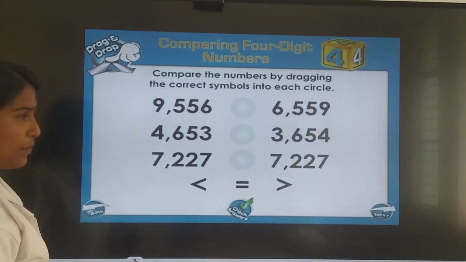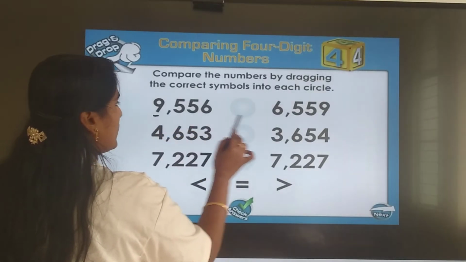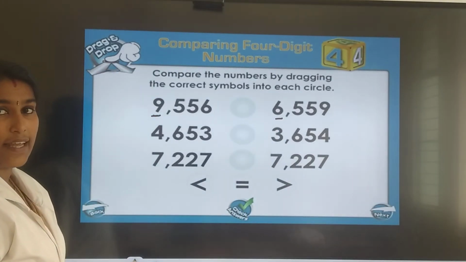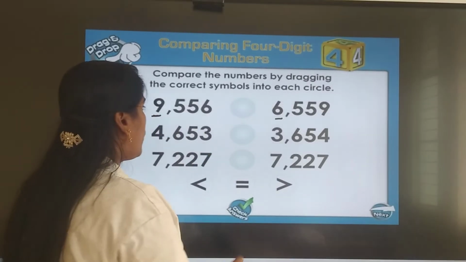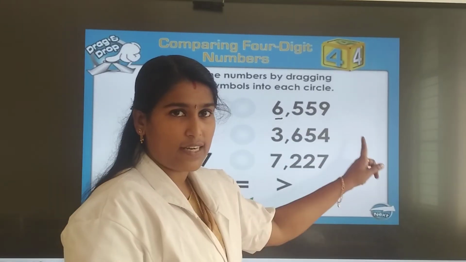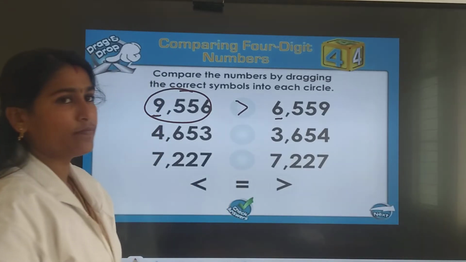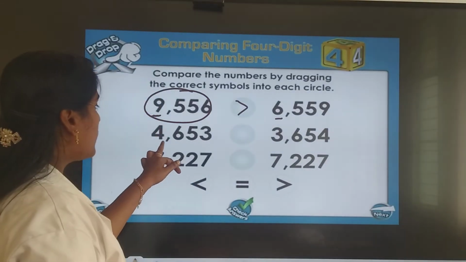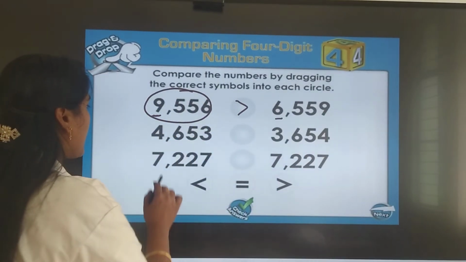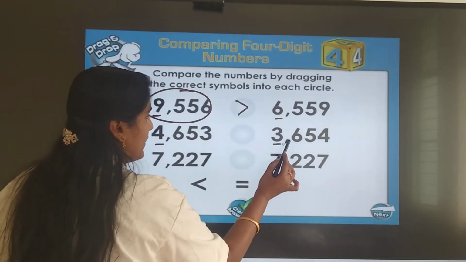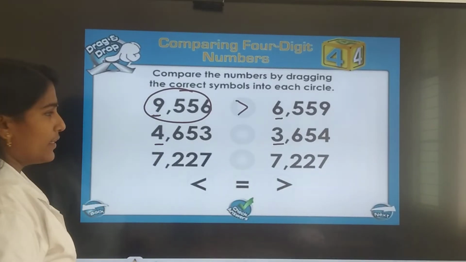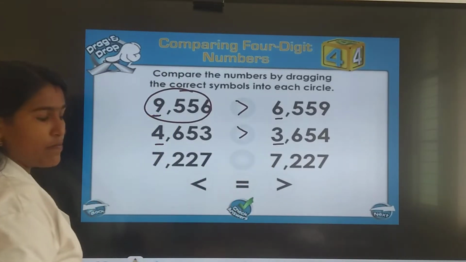How to compare 4-digit numbers? See the first digit of the two numbers: here it is 9 and here it is 6. Is 9 greater than 6 or 6 greater than 9? Yes, 9 is greater than 6. So from this we understand that 9556 is greater than 6559. Now see 4653 and 3654. Which one is the greater number? Compare the first digits of the two numbers: here it is 4, here it is 3. Which one is greater, 4 or 3? Yes, 4 is greater. So this is the greater number.